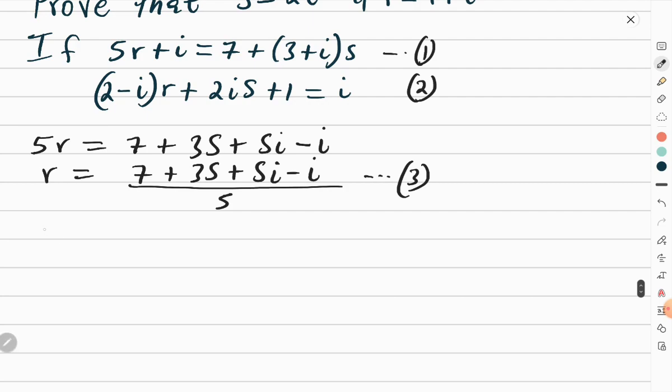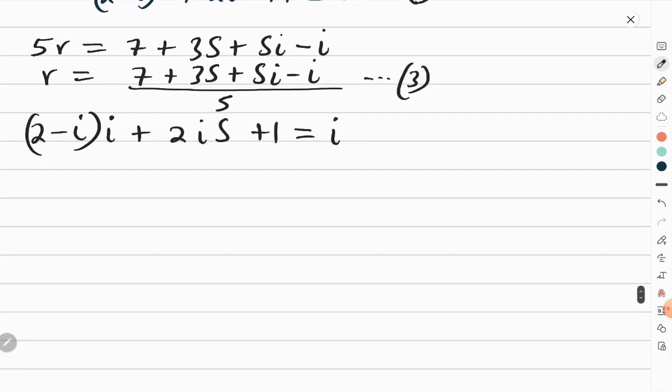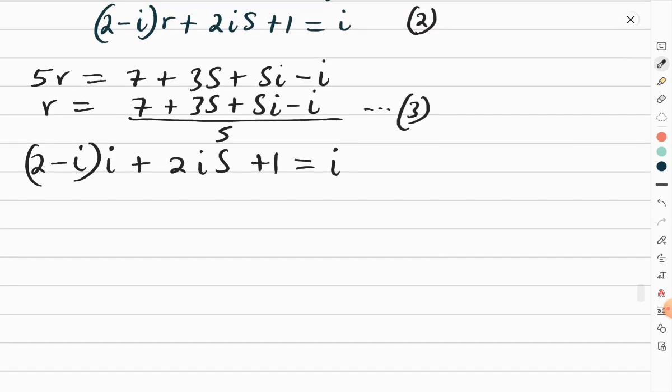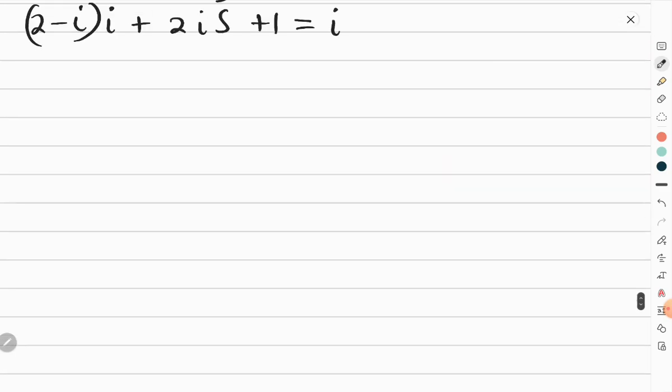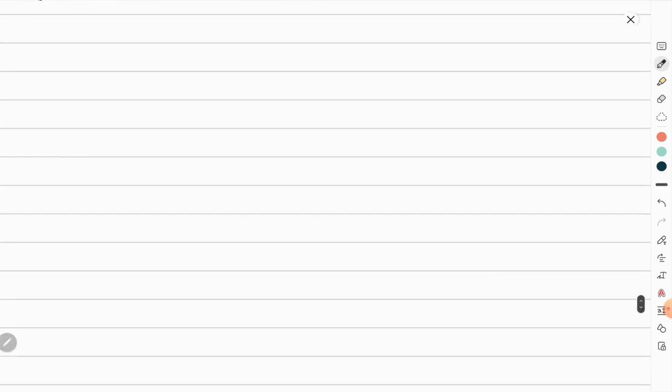Now in the place of r there, let's just put this one first. We have 2 minus i times r plus 2is, then plus 1 is equal to i. Then there's a little bit of algebra that is going to play around here. Let's just try not to make any mistakes, because the mistake that we make is going to cost us to get wrong answers. Remember, the answers are given: there is 2i and 1 plus i. So if we don't get these ones, we must know that somewhere, somehow, we have made a mistake.